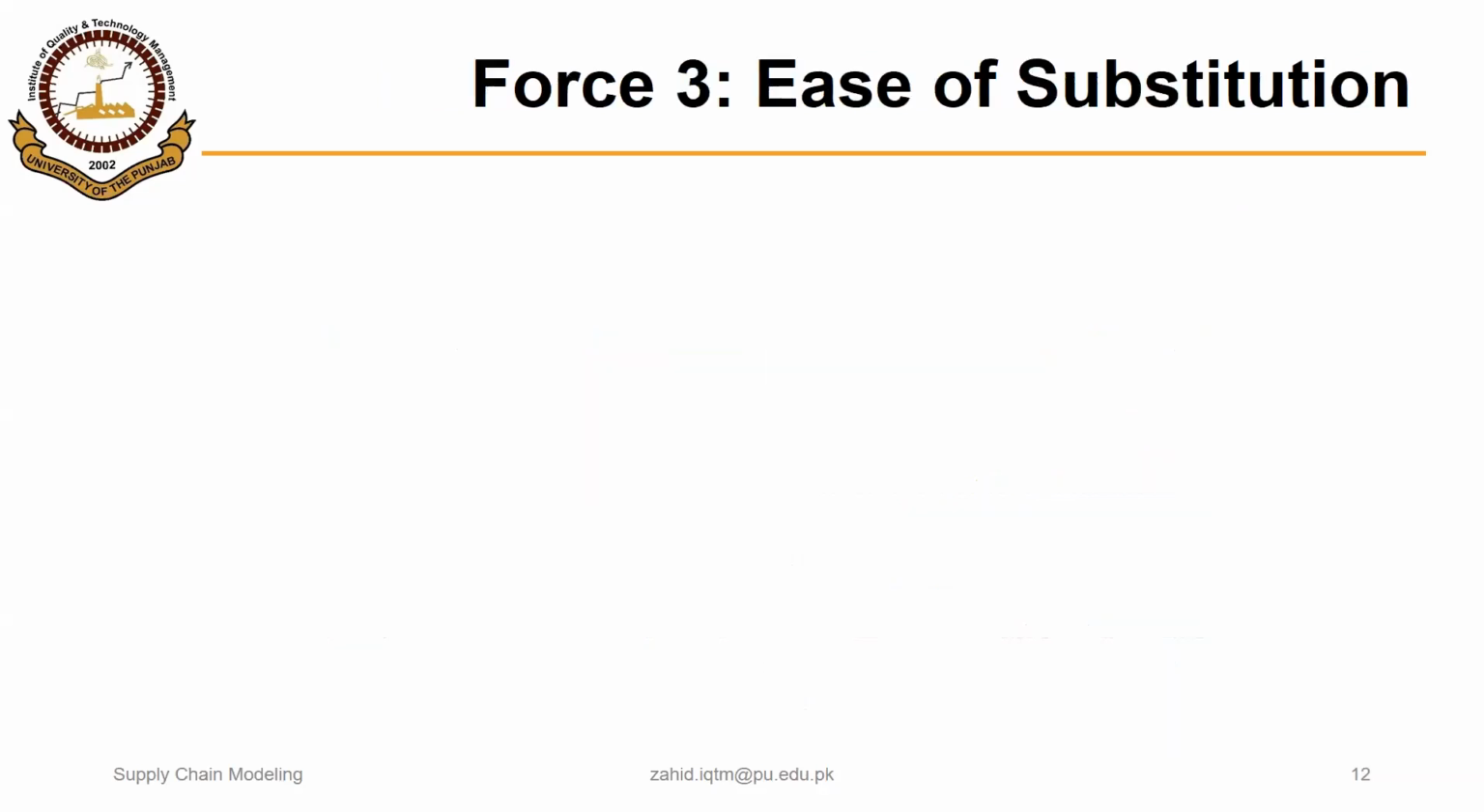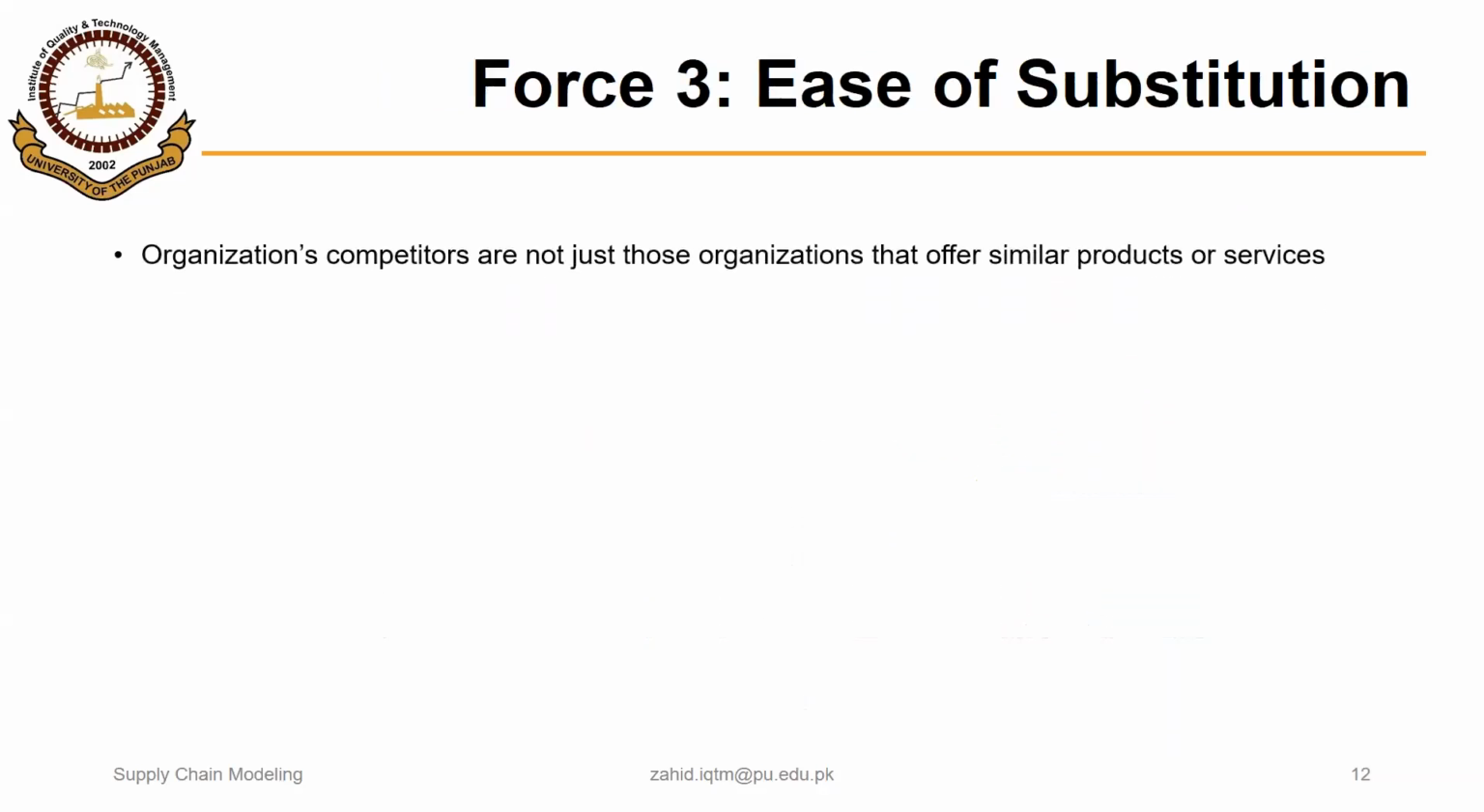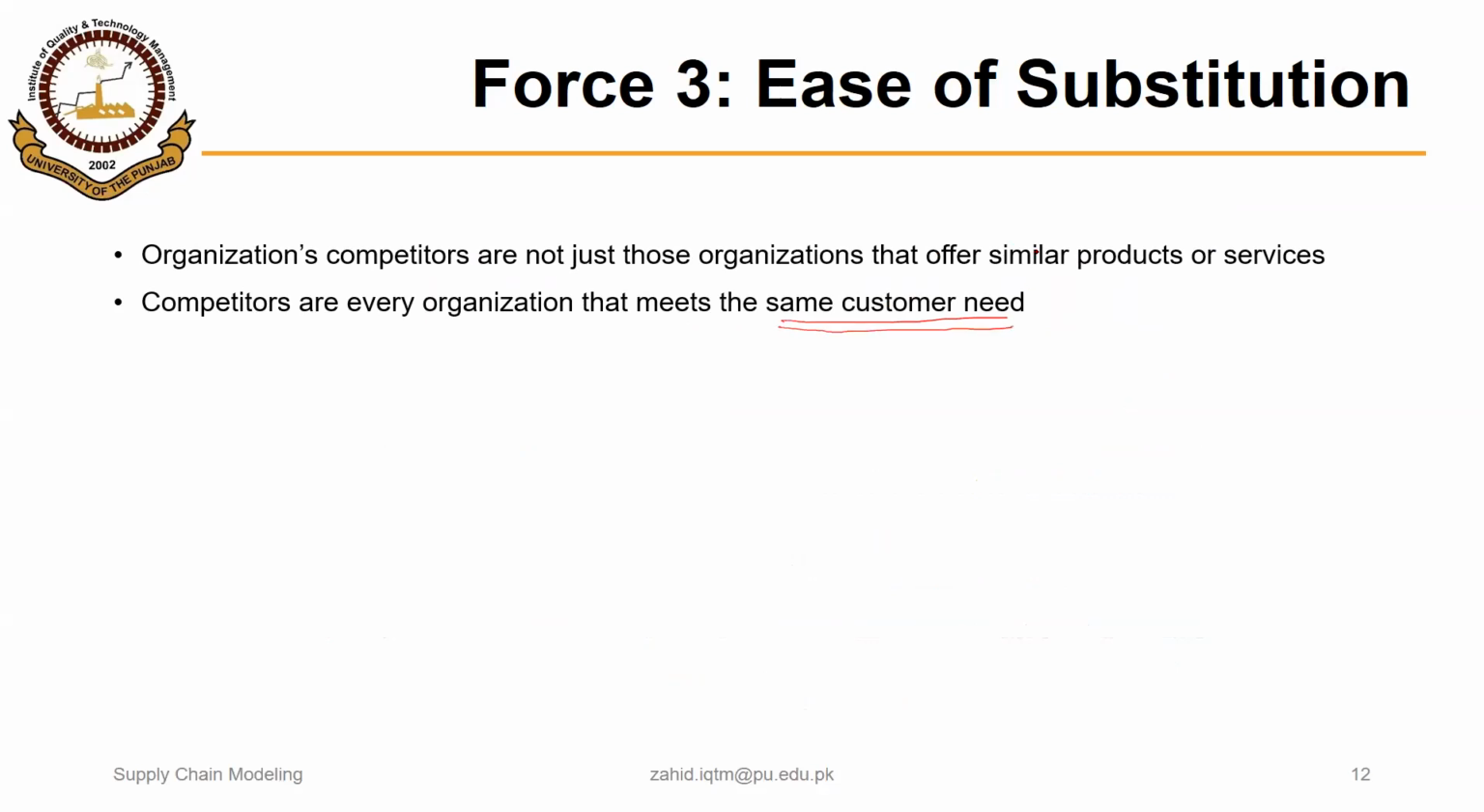The third factor is ease of substitution. An organization's competitors are not just those organizations that offer similar products or services, but every organization that meets the same customer need by using, for example, a slightly different product or service.